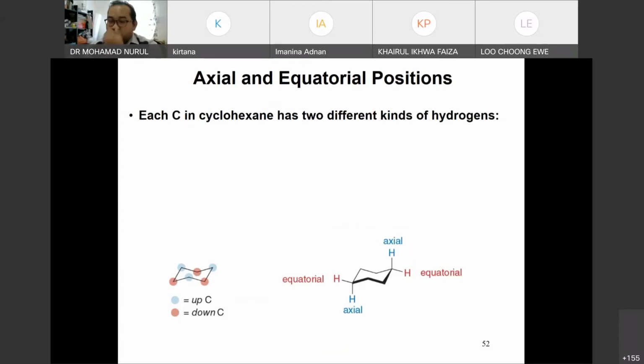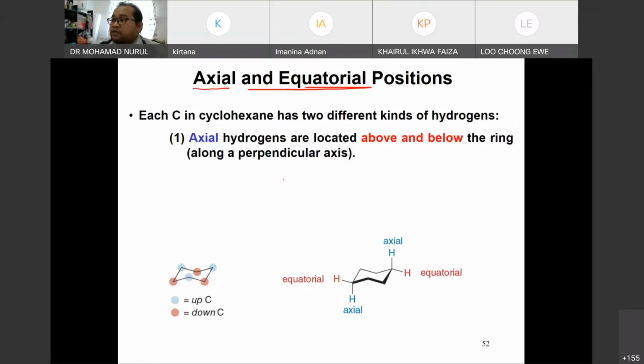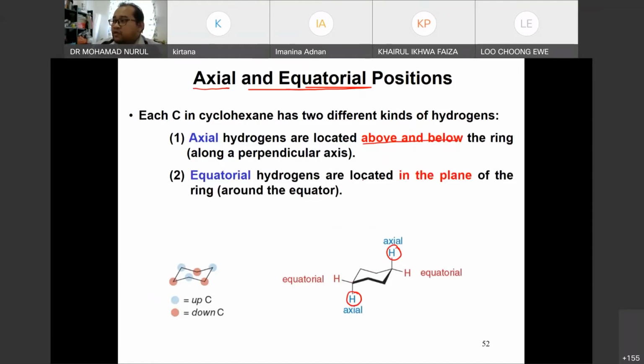So if you see clearly here, I will show another example. Axial and equatorial: these are 2 terms that you have to understand. Each cyclohexane has 2 different kinds of hydrogens. Axial hydrogens are located above and below. This is axial. Remember this one. And equatorial hydrogens are located in the plane. Okay, this one.